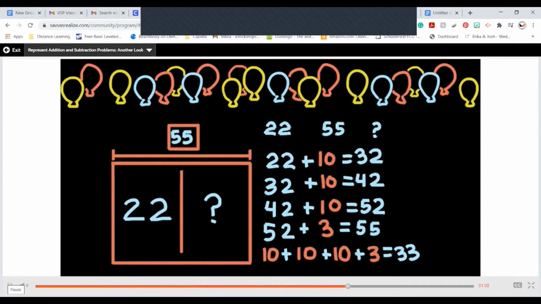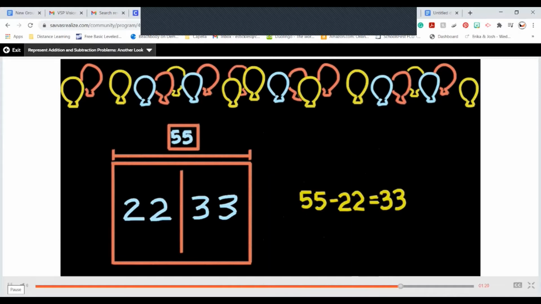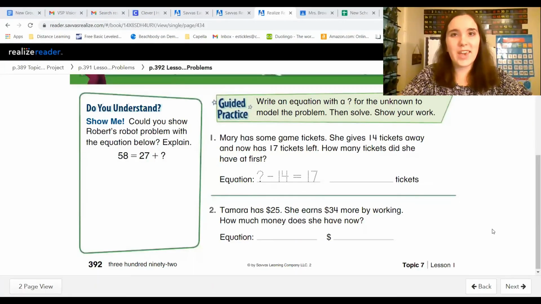So 10 plus 10 plus 10 plus 3 equals 33. I bought 33 balloons. But that's not the only way to solve this problem. We can even subtract. 55 minus 22, that's 33. Wow, that was super easy. Whether I count up or subtract, it all makes sense. I bought 33 balloons. Okay, let's turn that page and do a couple more problems together.